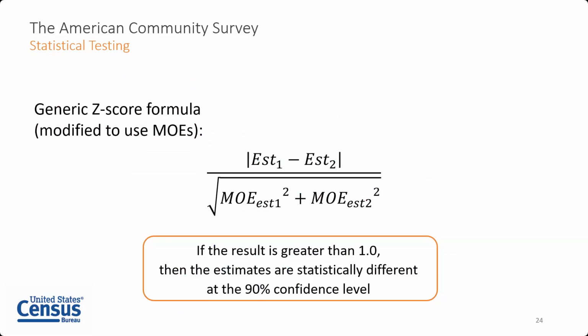The formula shown earlier uses standard errors. On the screen now is the generic statistical testing formula, the Z-score formula, that has been modified to use MOEs instead of standard errors. This was done to make the formula easy to use, and because the MOEs are conveniently published in the ACS data tools, such as data.census.gov. Now, this formula uses both the estimates and the MOEs to generate a result. If the result of the formula is greater than 1.0, then the estimates are statistically different at a 90% confidence level. Let's walk through an example to see how testing is done.